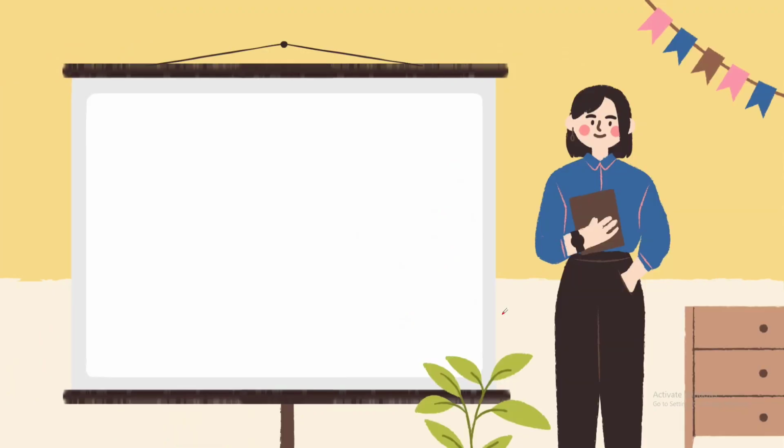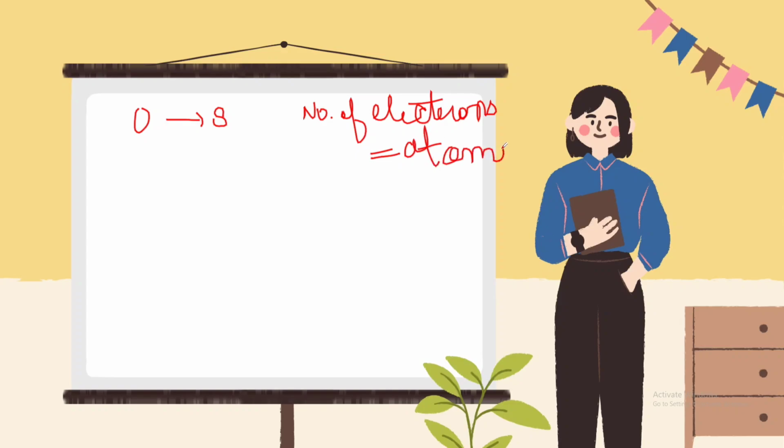Fine. Now let's see for oxygen. So atomic number of oxygen is 8. So the number of electrons is also 8. I'll tell you, the number of electrons is equal to the atomic number. Fine. So for oxygen, the atomic number is 8, so the number of electrons will also be 8.